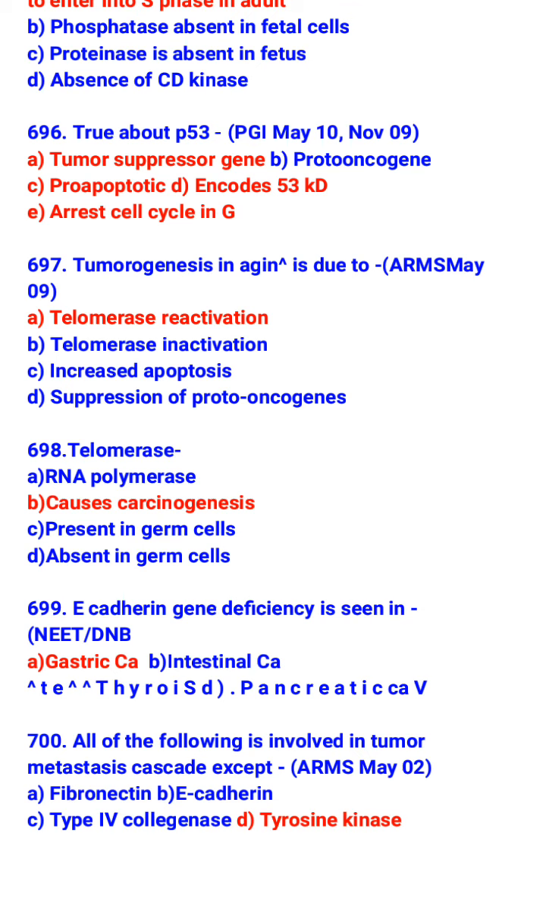All of the following are involved in tumor metastasis cascade except tyrosine kinase. So what is involved in tumor metastasis cascade? Fibronectin, E-cadherin and type 4 collagenase.